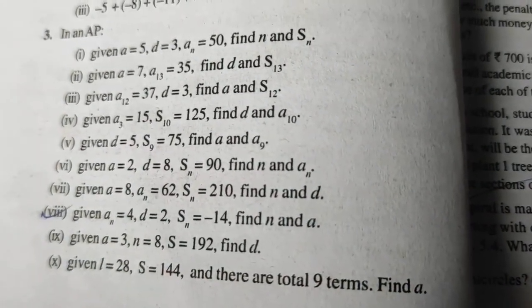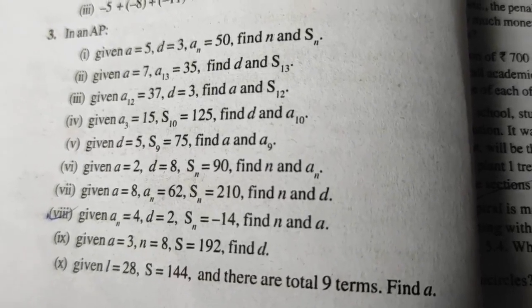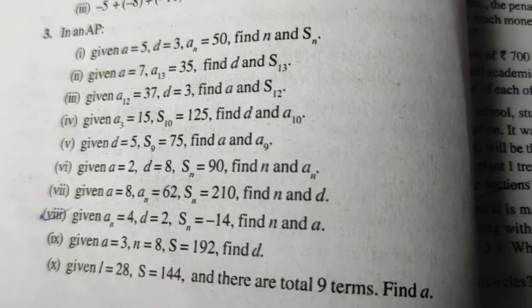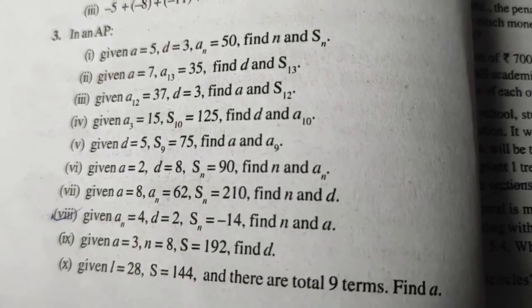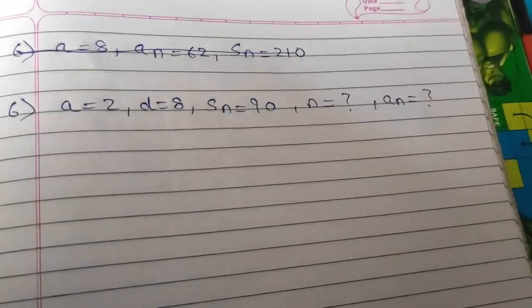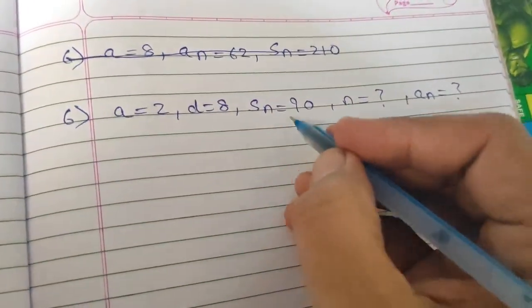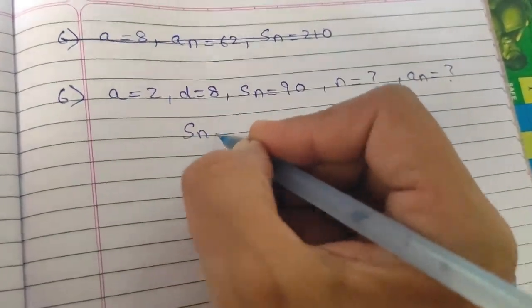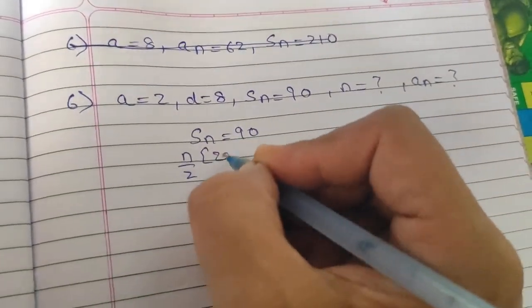In the 6th question it is given that a is 2, difference is 8, Sn is 90 and we need to find n and an. Two things we have to find, n and an. Okay, so how to begin? We begin with this formula of Sn. Sn is 90. So apply the formula of Sn first.